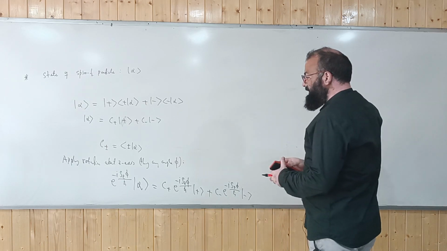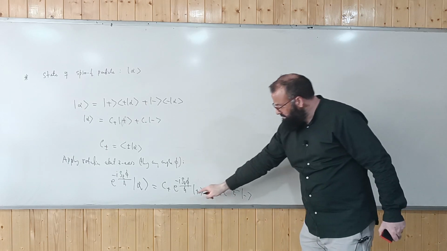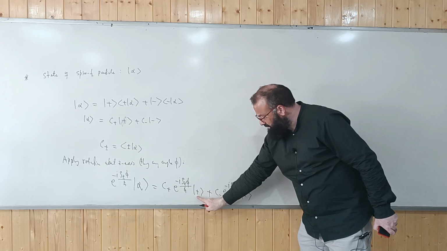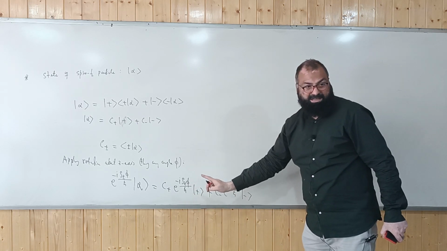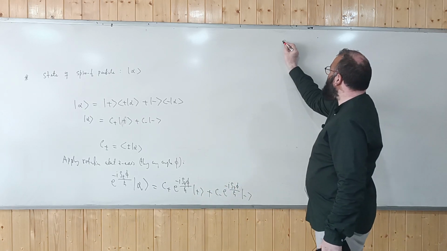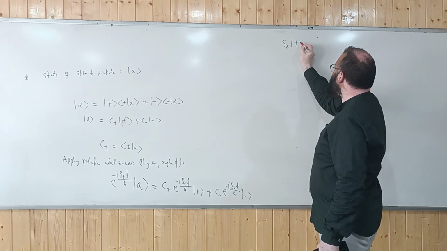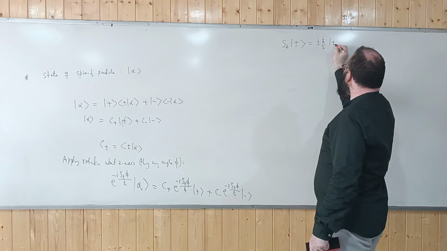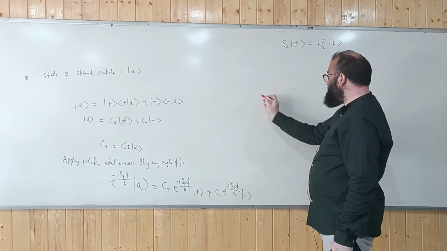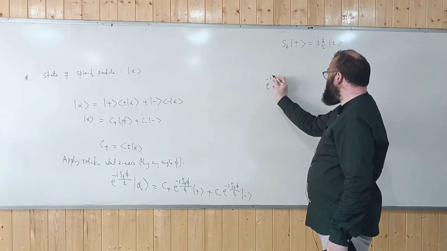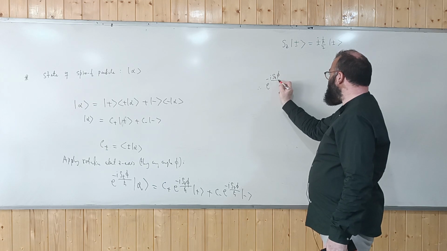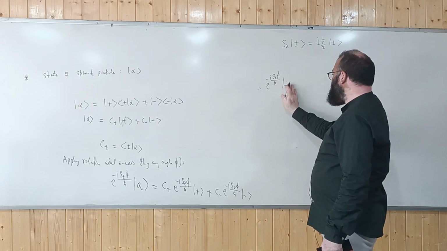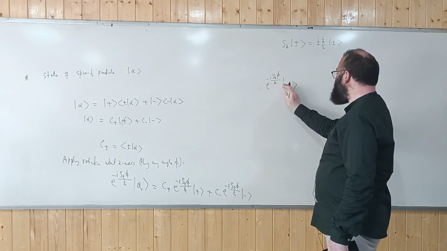So now let's operate on this object. When S_z acts on plus, what will it give me? Plus h bar by 2. So we have S_z acting on plus and minus, and it gives me plus h bar by 2 plus. Got it? So therefore I can write e raised to the power minus i S_z phi by h bar acting on this alpha. Clear?